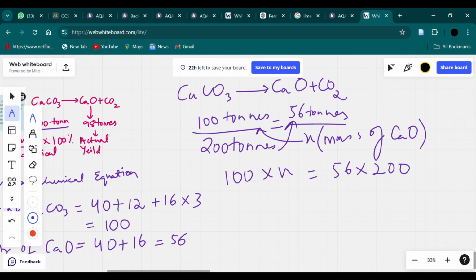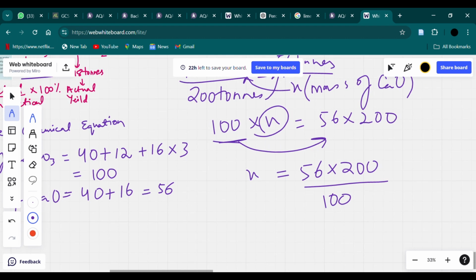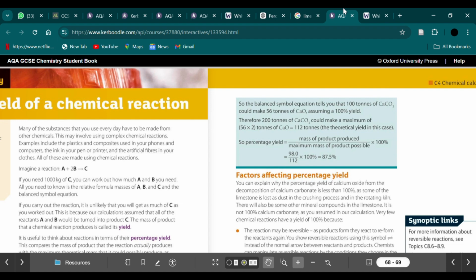We only want the value of the x here, so we will move the 100 to the other side of the equation. So it becomes x is equal to 56 multiplied by 200 divided by 100. So 100 ones are 100, 100 twos are 200. So 56 multiplied by 2 is equal to 112 tons.